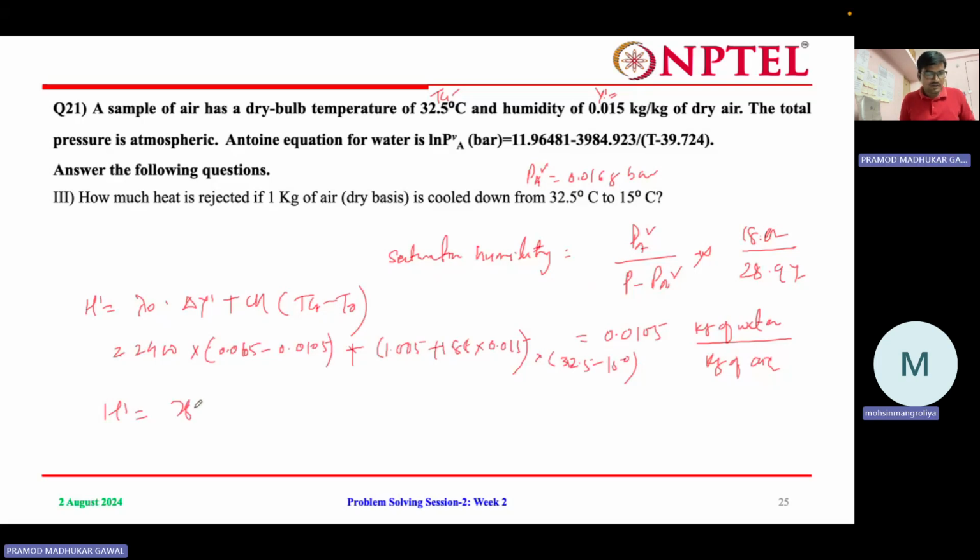enthalpy. So 32.5 minus 15 degrees Celsius, here 15. So the answer is 28.881 kilojoule per kg of dry air, right?